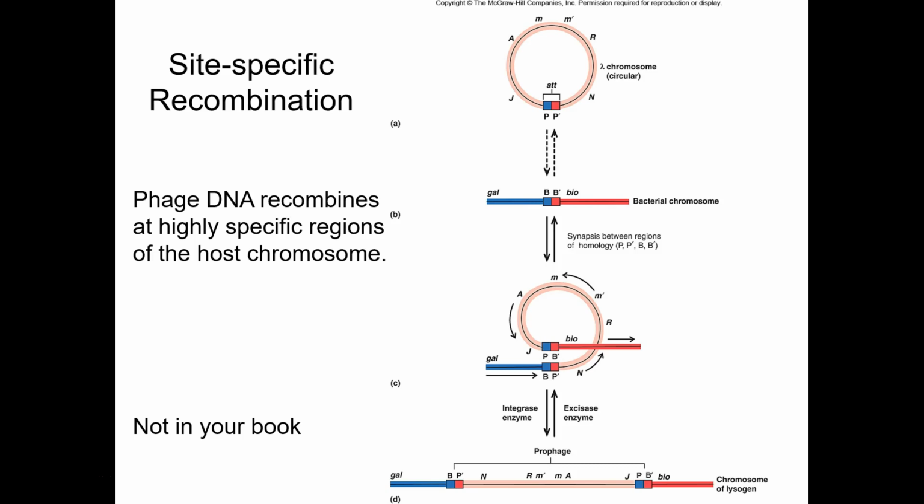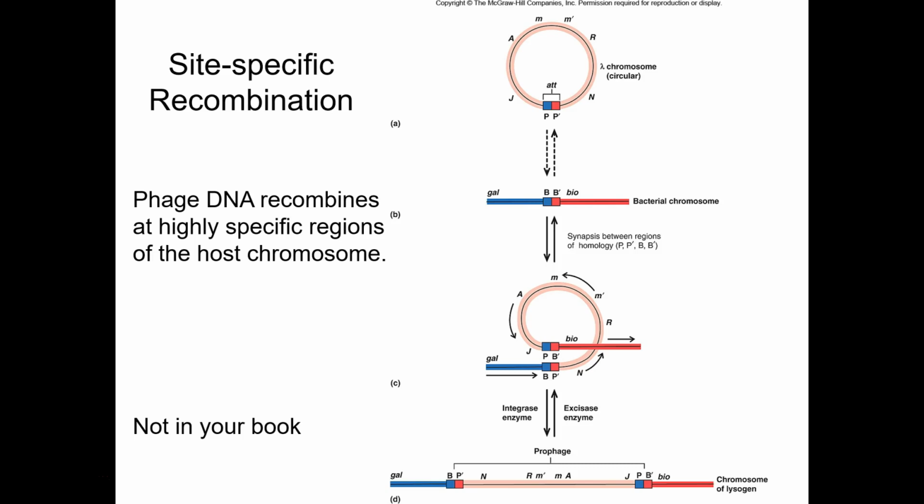Okay, so this is a diagram that seems a little complicated, kind of is, but it kills me that the textbooks are starting to exclude it. But this is how the virus puts itself into the chromosome. This is a very, very simple version of site-specific recombination. Okay, so let me show you.